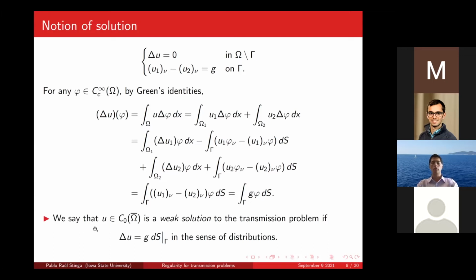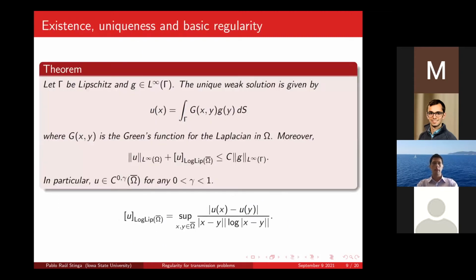A continuous function that is 0 on the boundary is a weak solution to the transmission problem if the Laplacian of U is a singular measure concentrated on gamma, on the interface, with density G. Or in other words, the Laplacian of U is G on gamma in the sense of distributions, meaning exactly this identity that I wrote here. Okay, so that's my notion of solution. And now existence, uniqueness, and basic regularity can be proved.